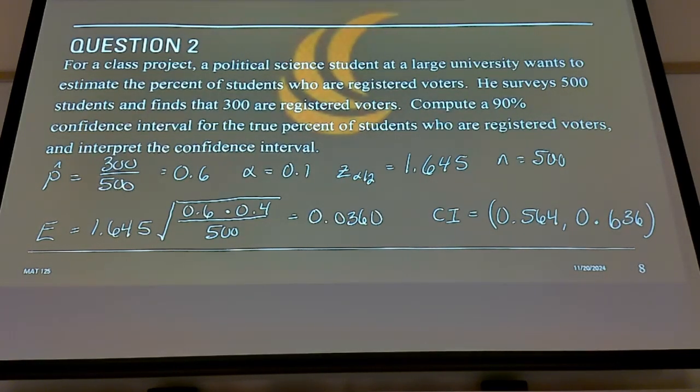Yeah, so 90% confident that between 56.4% and 63.6% of these university students are registered to vote.